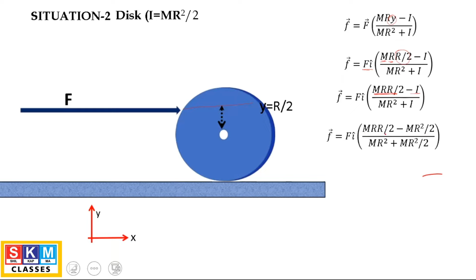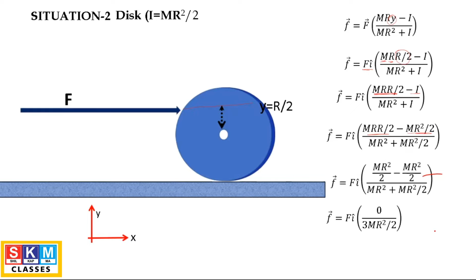Here this term will be mr square by 2 and I is also mr square by 2. So here we are getting same term with opposite signs. Now it's very clear that f will come out to be 0 here. So no friction force in this situation. Now let's move to next situation.